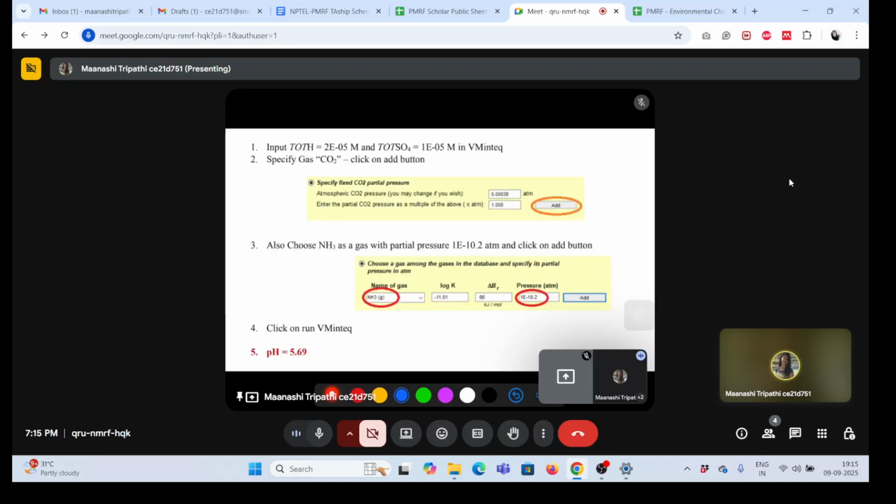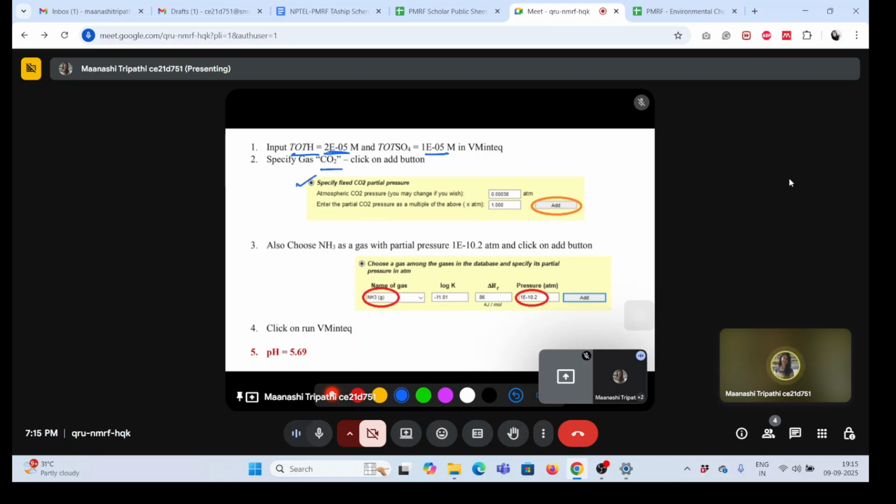We'll see the solution. Total hydrogen, it is coming from H2SO4. That is why we are multiplying it by 2. 2 into 10 raised to power minus 5. And total sulfate from H2SO4, we are getting 1 into 10 raised to power minus 5. Then we need to specify gas. As I told you, for the gases and all, we need to consider it in the form of partial pressure. Specify gas CO2, click on add button.